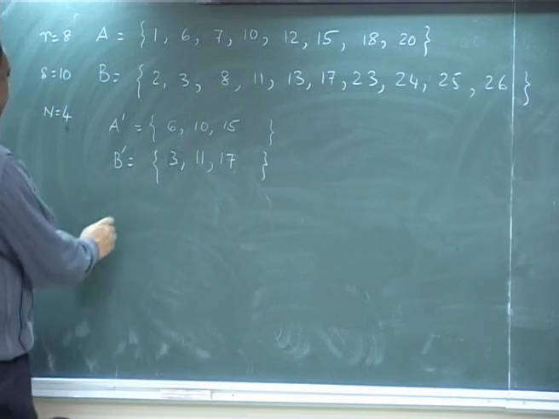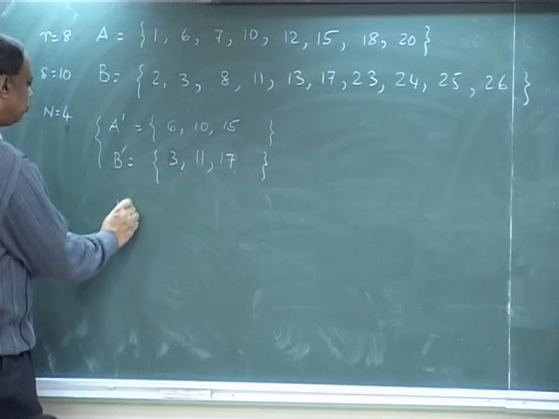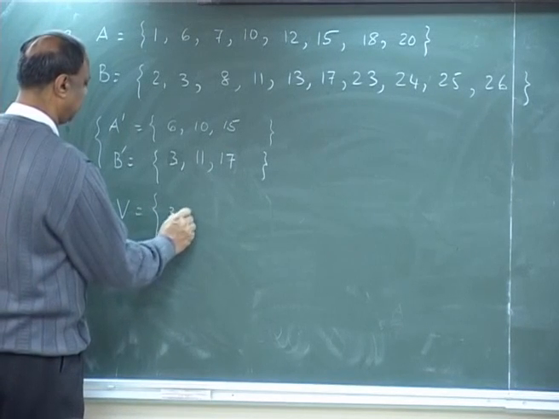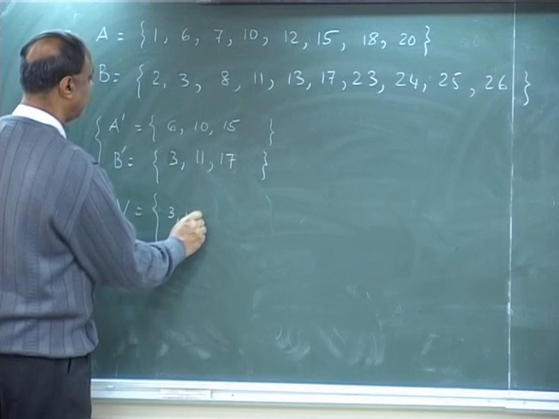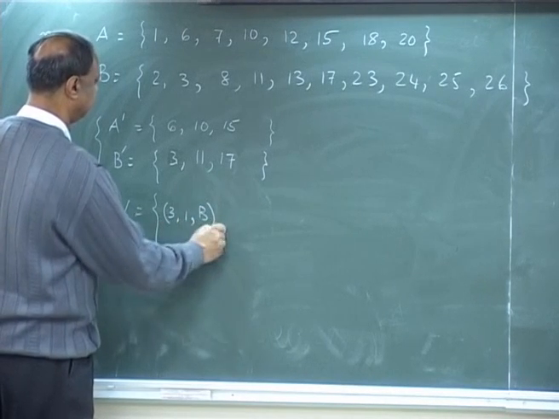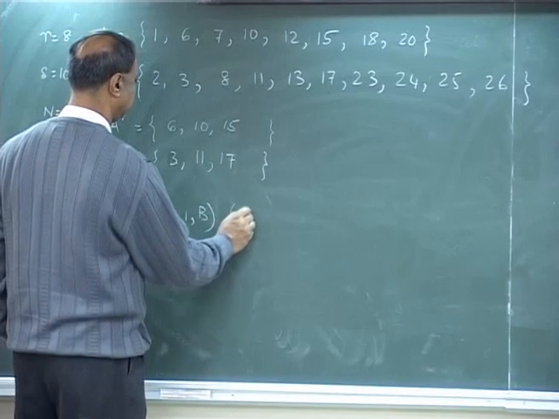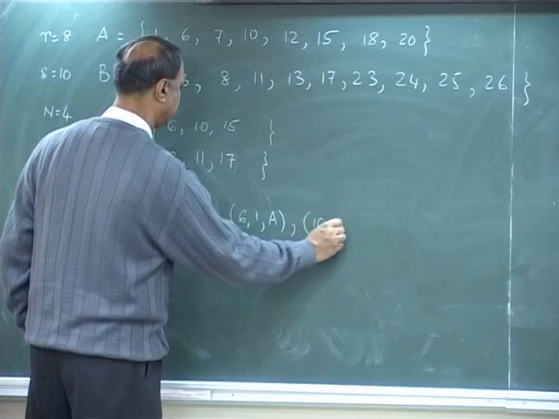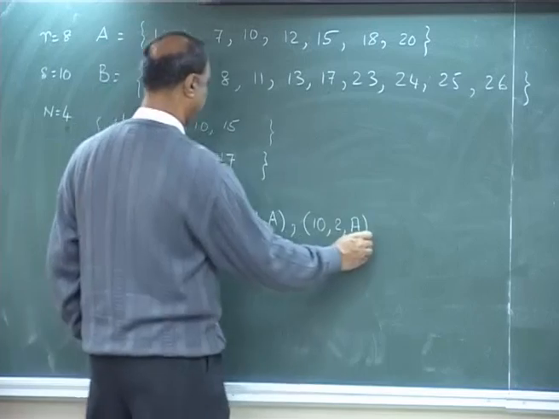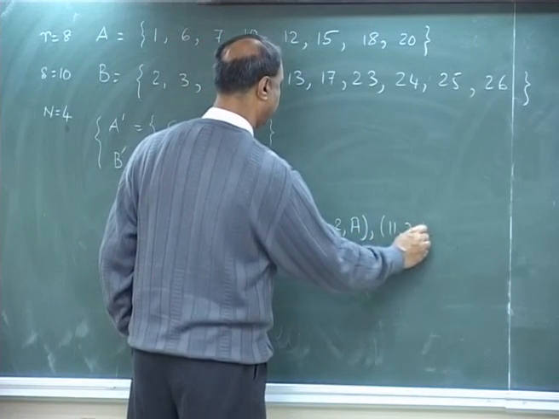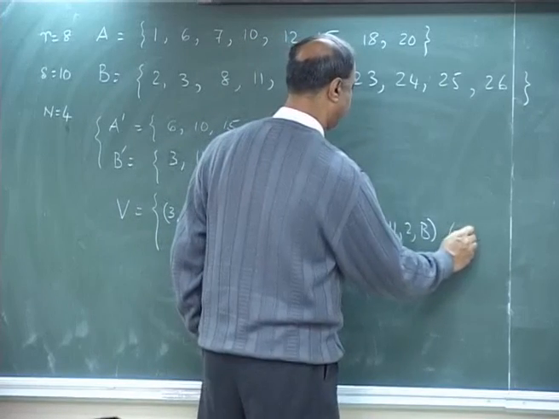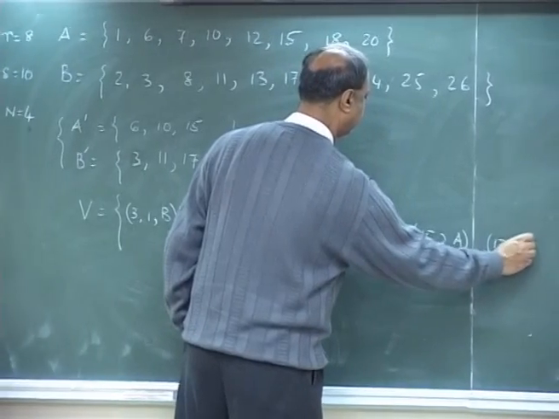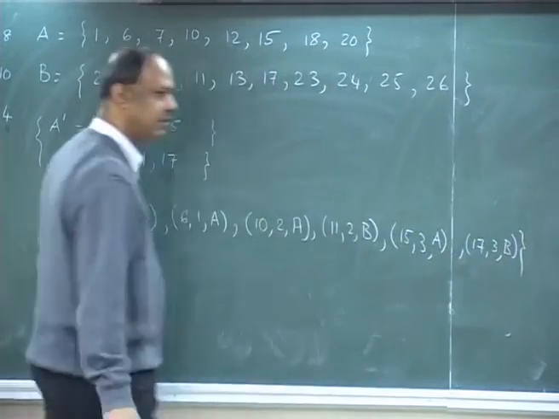Right? Now the next step is to compute V. 3, index is 1 and it belongs to B. 6, index is 1 belonging to A. 10, index is 2 belonging to A. 11, index is 2 belonging to B. 15, index is 3 belonging to A. 17, index belonging to B. This is your V.